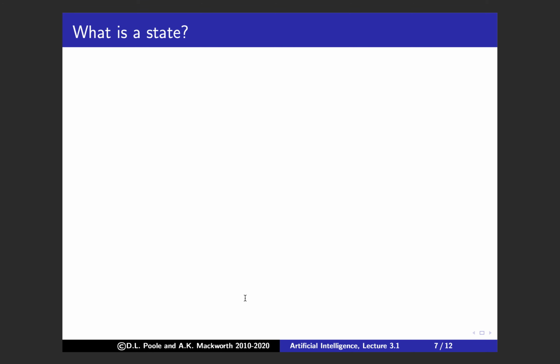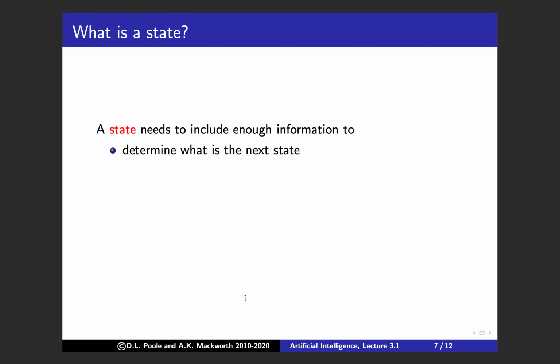So what's a state? You might think a state's obvious, but it's not. Usually when we design a problem, we have to carefully design what is a state. It turns out that the state needs to include enough information to determine what is the next state. So if you're in a state, you should be able to determine what's the next state.